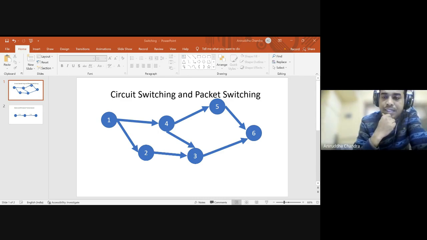So this is a switching mechanism which connects an end-to-end kind of thing. And when we have such an end-to-end connection, we say that it is a circuit, or a connection which is maintained. Such switching is known as circuit switching.